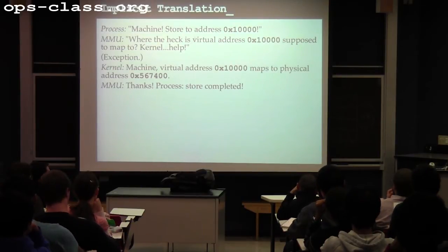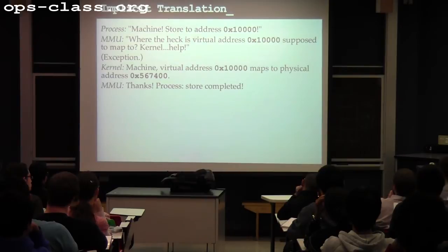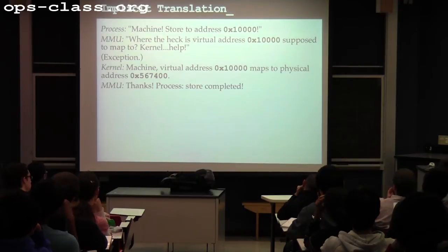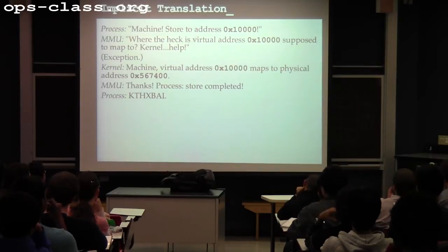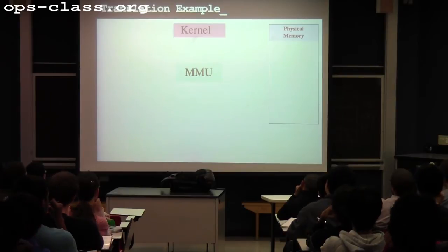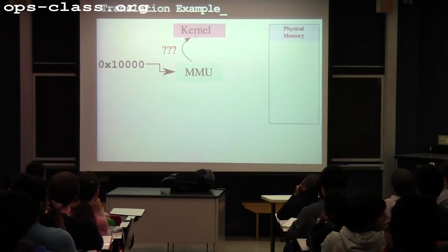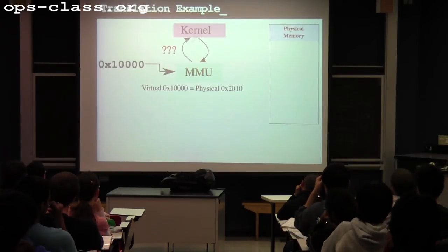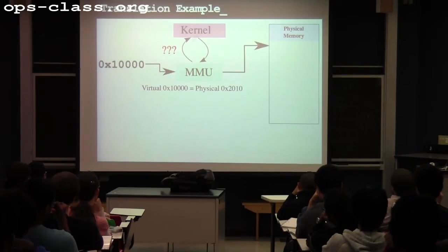Keep in mind that the process never has any idea where these addresses are being translated to. All it knows is that it stored a byte to 0x10000, and the next time it reads from 0x10000, it expects to get the same byte back. Essentially here's what we just said in diagram form. I have an address, it goes to the MMU, which says help, I don't know. The kernel says here's how this address is translated, and now the process can complete. Any questions about this? This is a very basic mechanism we're going to keep talking about.